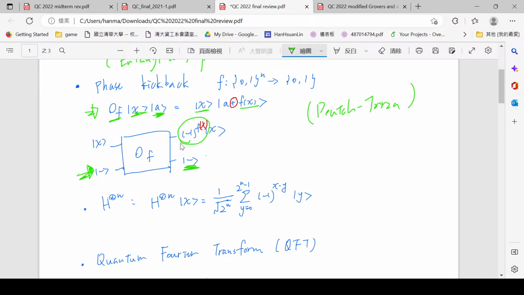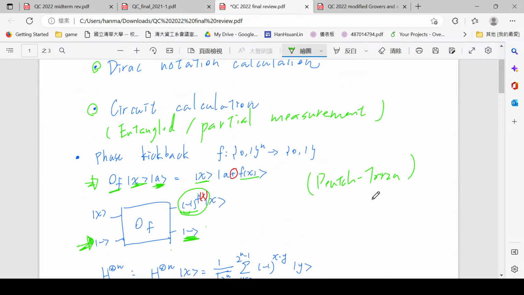So one thing to emphasize: we like to put this (-1)^f(x) here, but you want to think about it carefully. As we say, it's a global phase. So you can stick this (-1)^f(x) here anyway. You can think of it as sticking with this minus state here, but it's really a global phase, so you can multiply it with anything. That's why we can kick it back up here. So that's phase kickback.